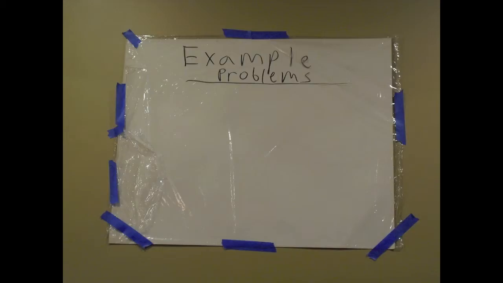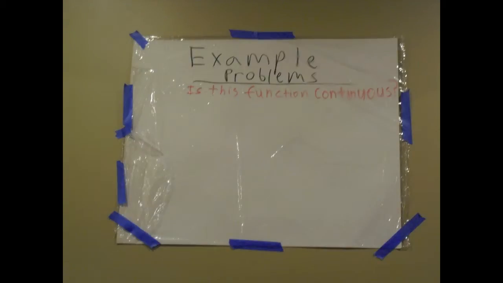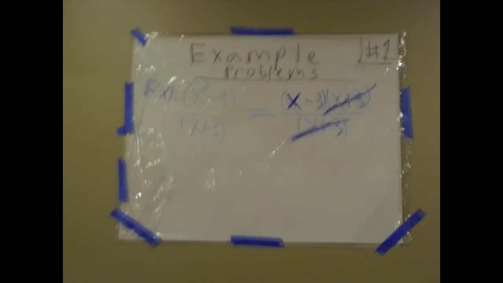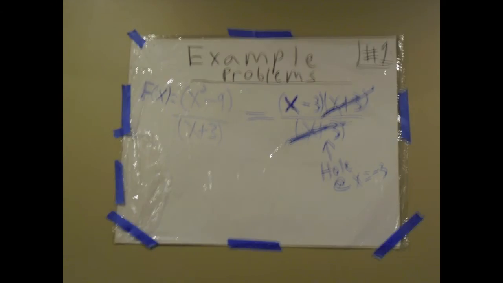Now it's time for some example problems. For our first example, we must find if this function is continuous. The original equation is (x squared minus 9) divided by (x plus 3). This can be simplified to (x plus 3)(x minus 3) divided by (x plus 3). The equation becomes undefined when x equals negative 3 because there would be division by 0. By simplifying the equation and removing the x plus 3's, we can now get rid of the division by 0. But we must still remember there is a hole at the point x equals negative 3.